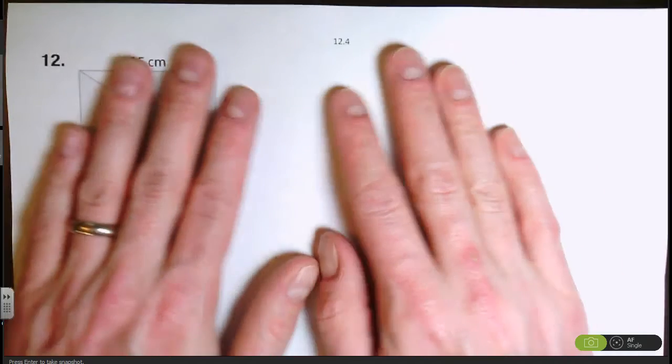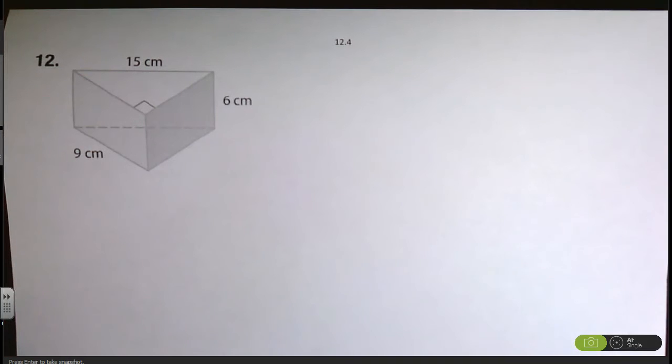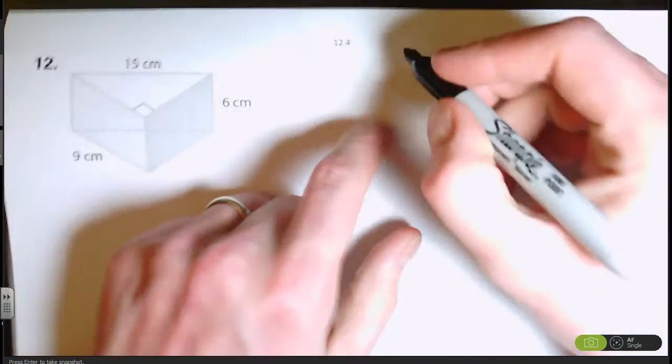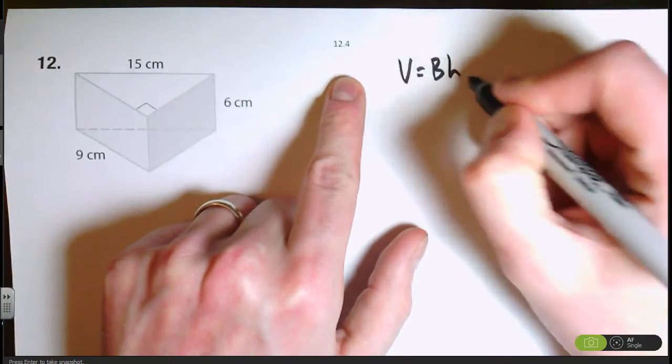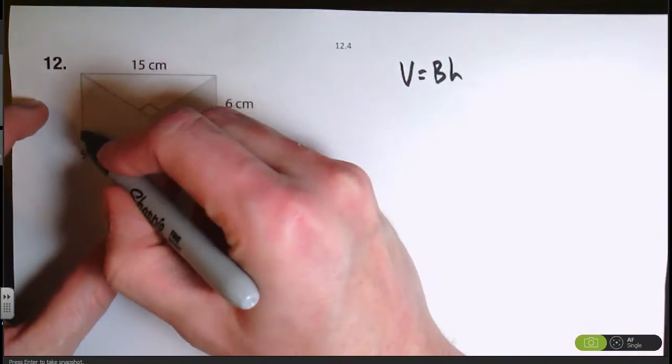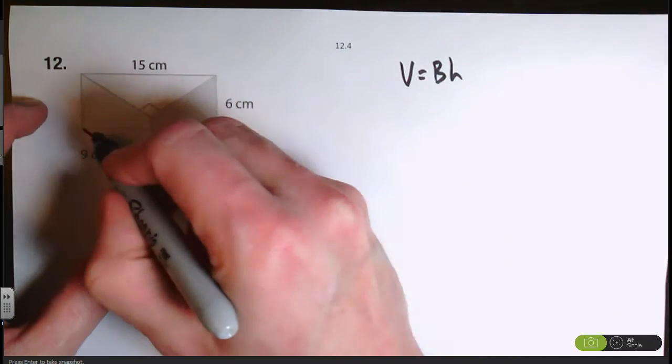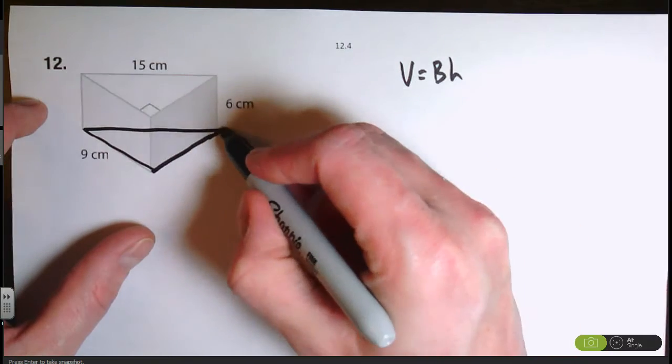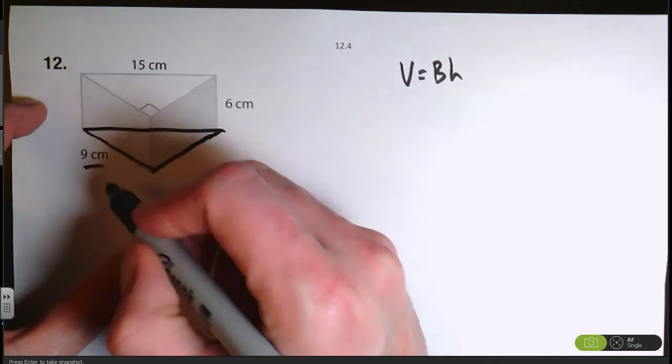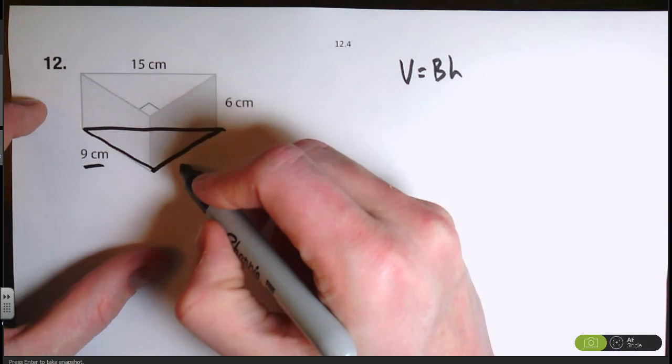Okay, so here are some extra problems for section 12.4. We're doing volume of a prism. So volume equals area of the base times the height. Well, the base shape for this one is this triangle. And that's really what's going to make this one a little more complicated, is trying to figure out, I know one side of the triangle, I don't know the other side.